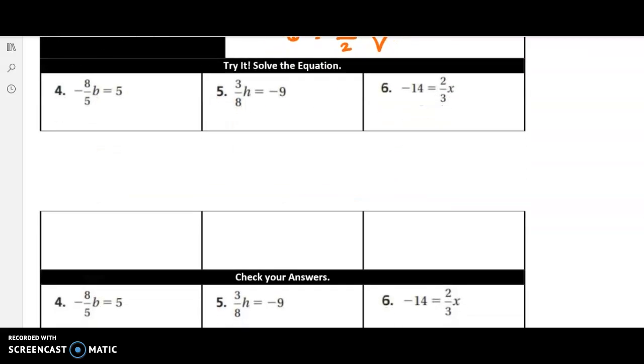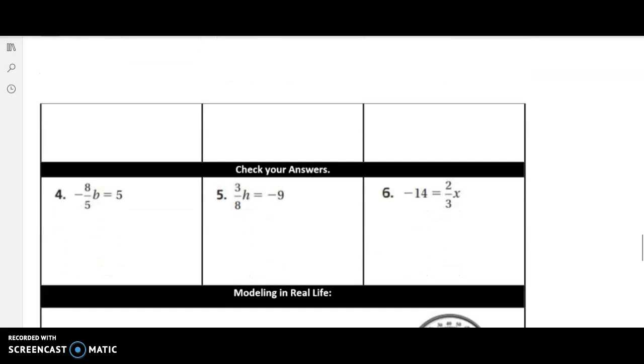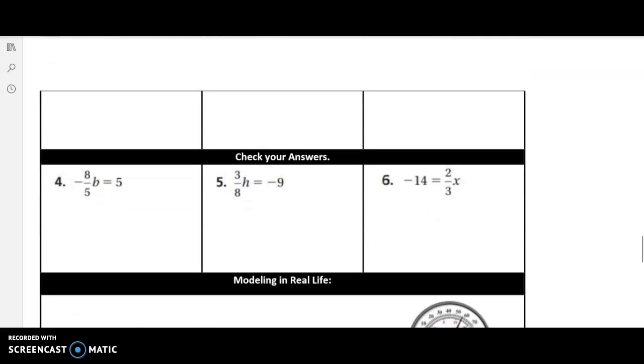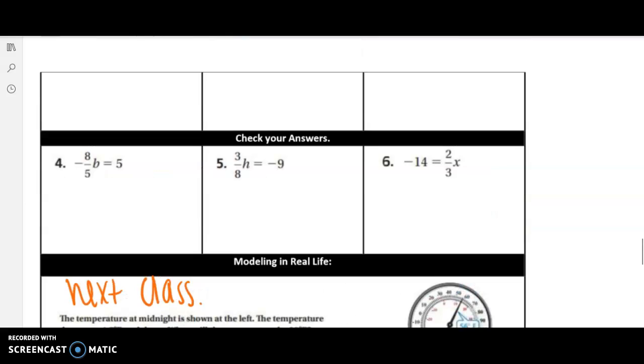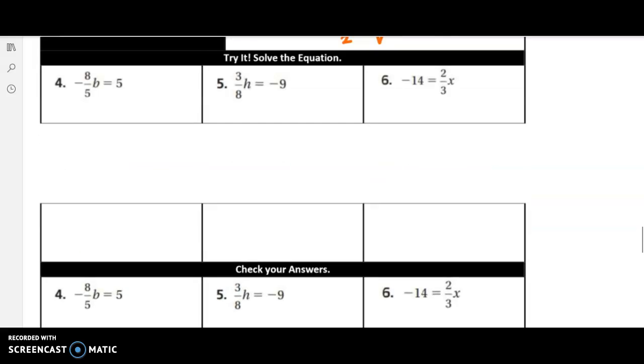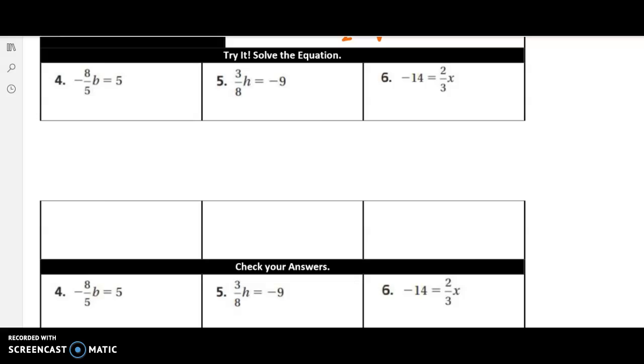You are going to complete the try-it and then check your answers with me. And we're actually going to wait on the modeling in real life for next class, so that way we can do the word problems together. So right now I want you to pause the video and complete the try-its.